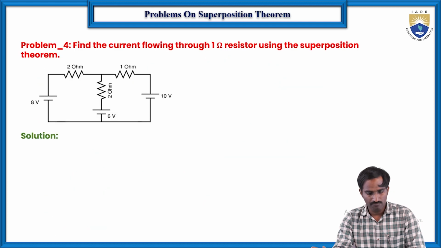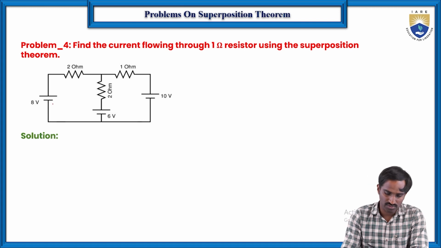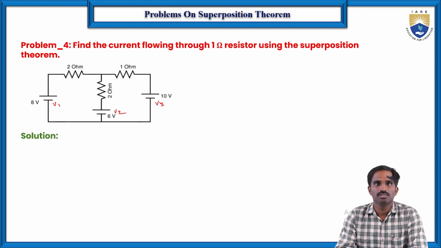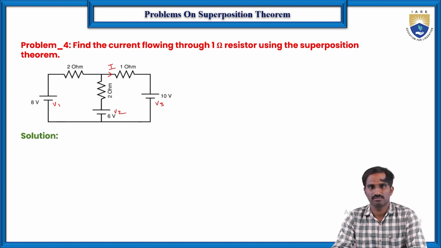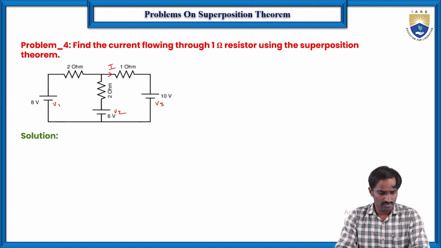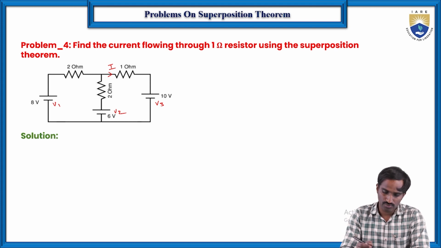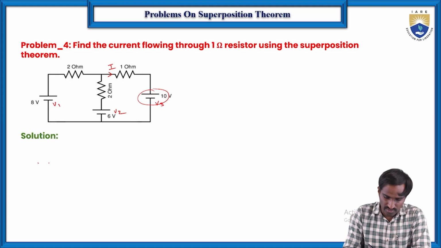So then coming to the next problem here, as you can see, there are three voltage sources: V1, V2, and V3. So in this case, we need to find the current flowing through this 1 ohm resistor. So let us consider the direction of the current for this 1 ohm is like this, right? So here first let us consider only the voltage source of 10 volts, right? The remaining sources should be replaced with the short circuit. Then this circuit will become very simple.